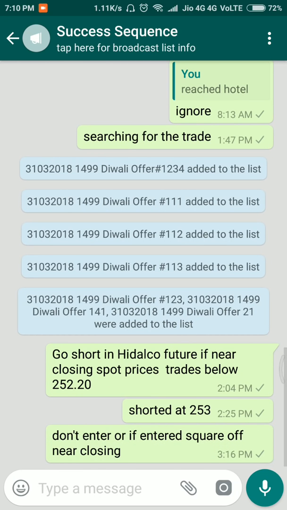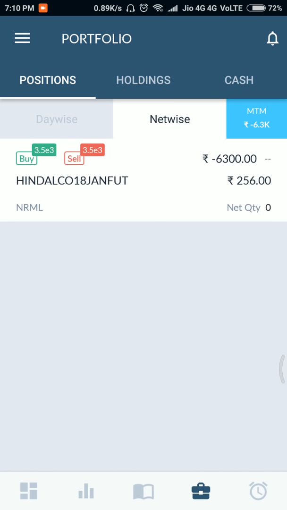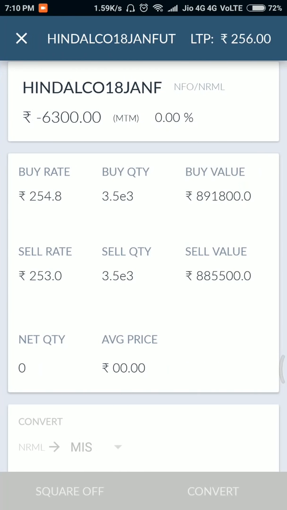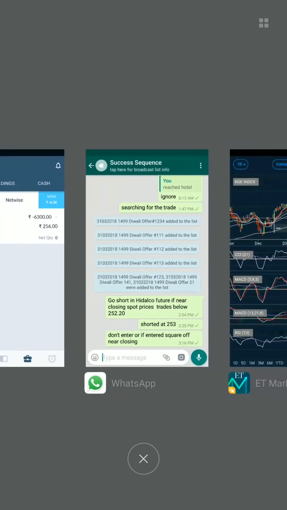did not go well. Now the fault is only mine, because as you can see, I mentioned to go short in Hindalco future if the spot price closes and trades below 252.20. It did not happen that way, and still I shorted at 253 because I was in a hurry. So as you can see, when you hurry you end up incurring losses. As you can see, 6,300 rupees lost in today's early trade.